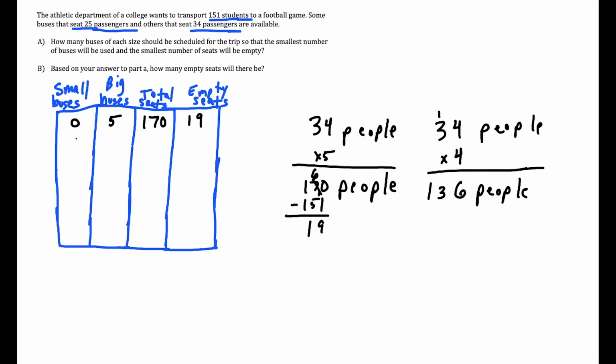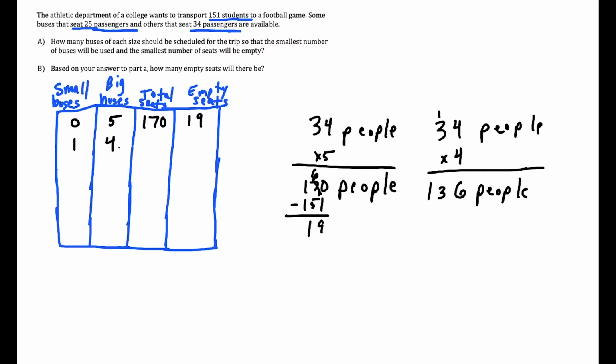Okay, but we should go through more scenarios. Now we'd say, what if we have 1 small bus and then 4 big buses? We wouldn't want to say 1 small bus and 5 big buses, because then we'll have extra seats, and the goal is to have the smallest number of seats that are empty.